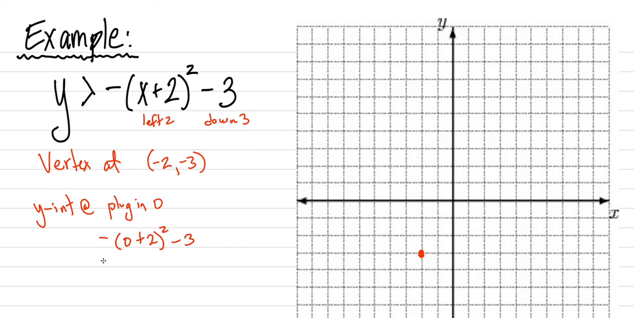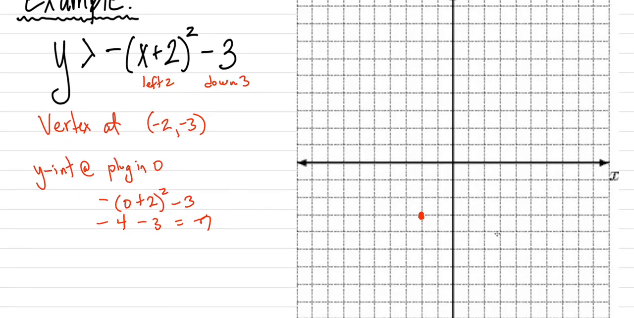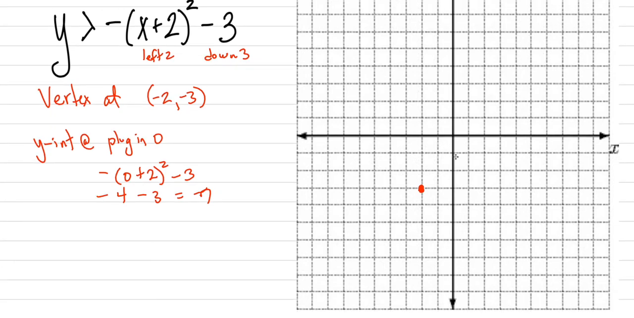So I don't know what that is. Negative 7. 2 squared, -7. Good. Okay. Oh, that's a bad 7, but whatever. Scroll down. Go down 7. Okay, good. This is my vertex. This is my y-intercept.